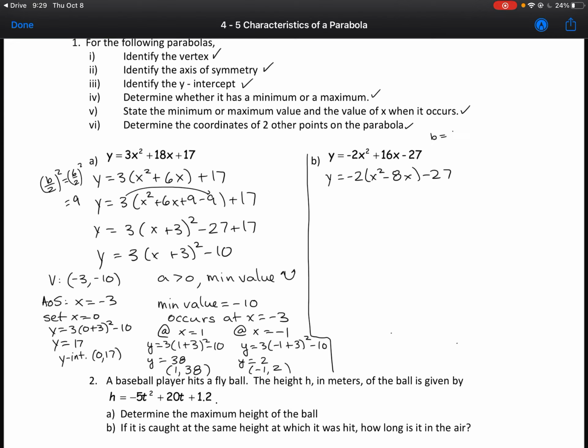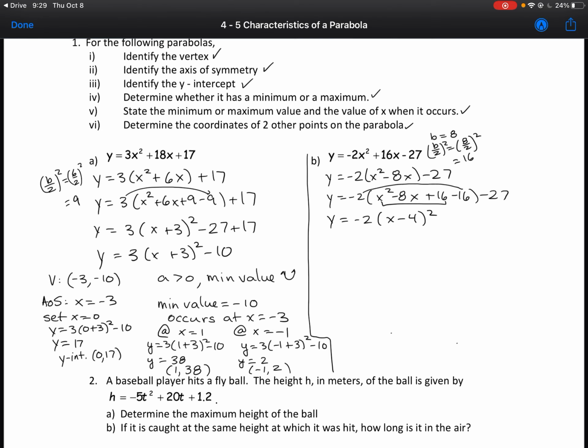So I'm going to identify my b value, and then I'm going to divide by 2 and square it, which is going to give me 16. And then I'm going to write that in so that I'm able to complete the perfect square. So plus 16 minus 16 minus 27. My next step is to factor my perfect square, x minus 4 all squared. That accounts for the first three terms.